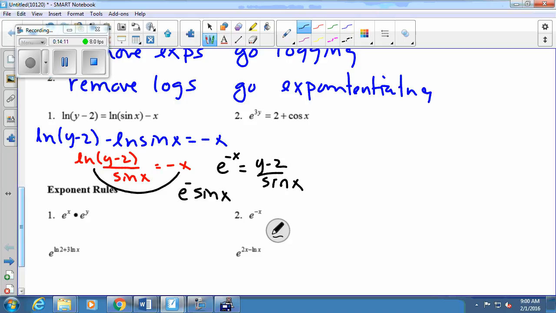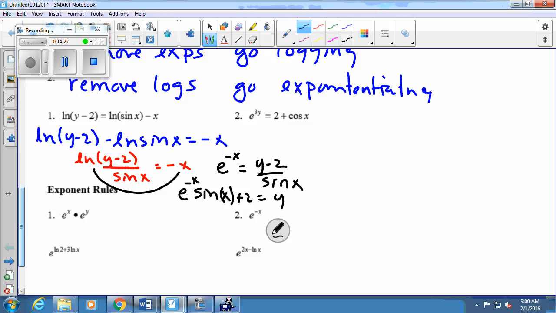I like to put it in that direction, and then what else do I need to do? Add 2, and that's equal to y. Notice that sine x is by itself. The 2 is not with the angle measure. I can't change it. Okay, so that's how you would go exponentiating.